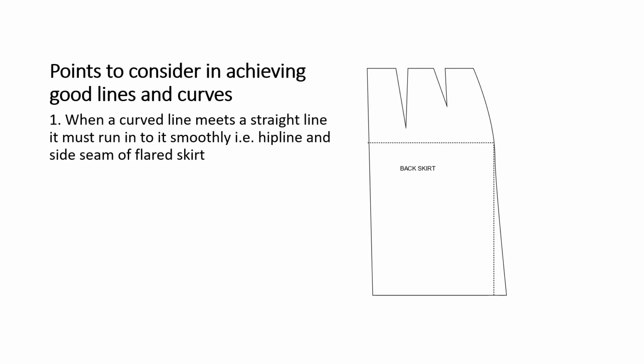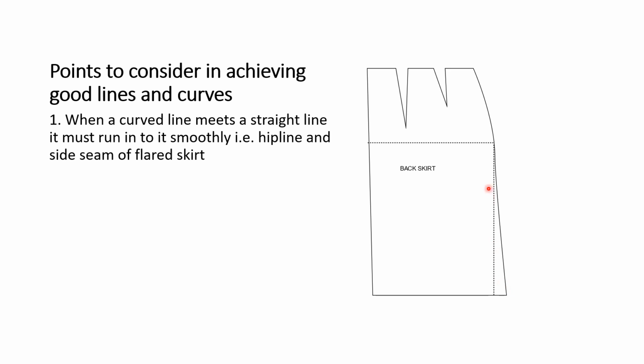We move to points to consider in achieving good lines and curves. Good lines and curves are essential in pattern drafting as they enable us to come up with the correct designs without altering the shape of the design. Number 1, when a curved line meets a straight line, it must run smoothly, i.e. the hip line and the side seam of the flare.